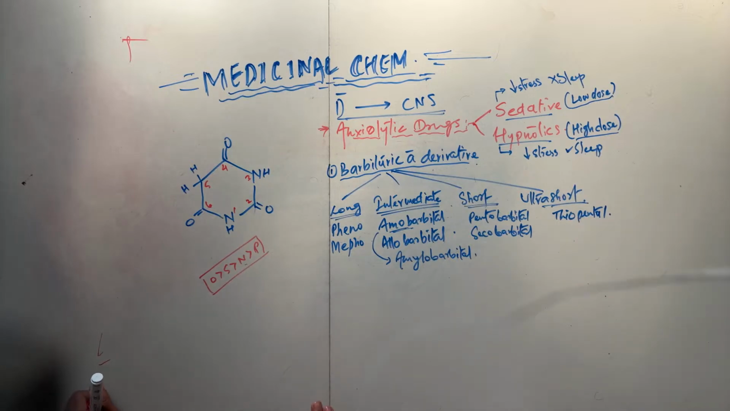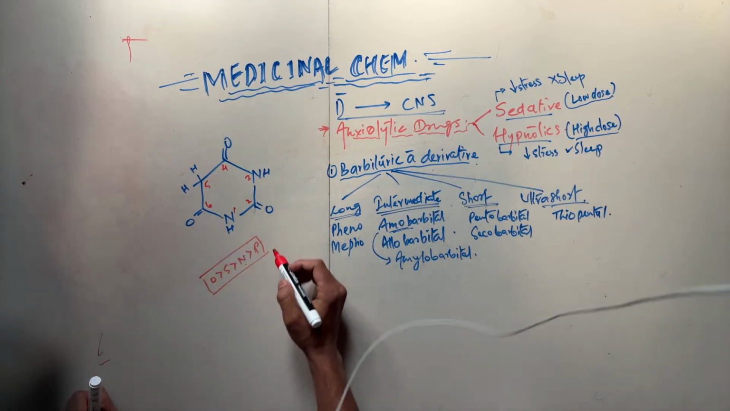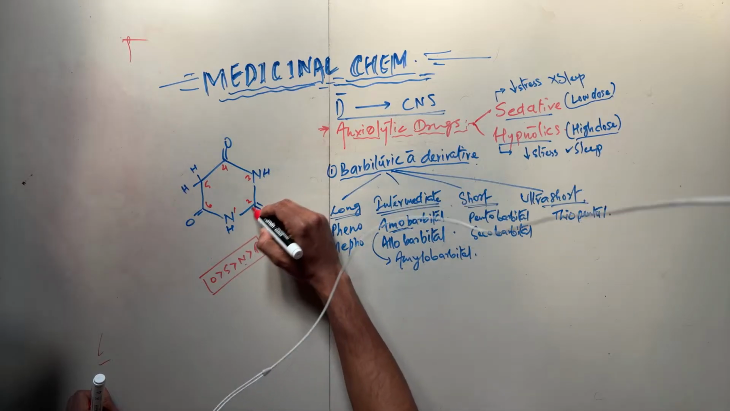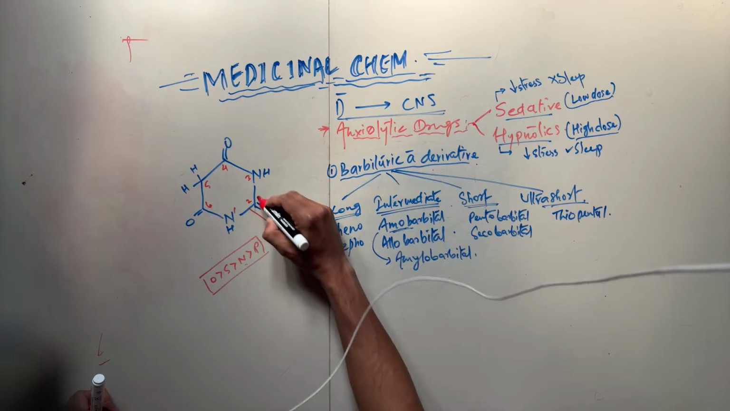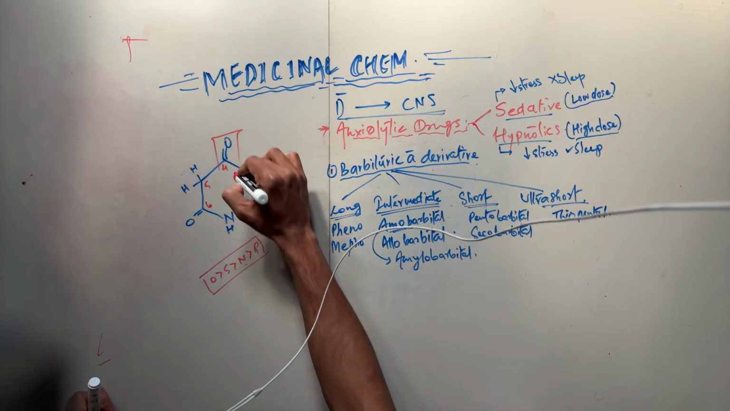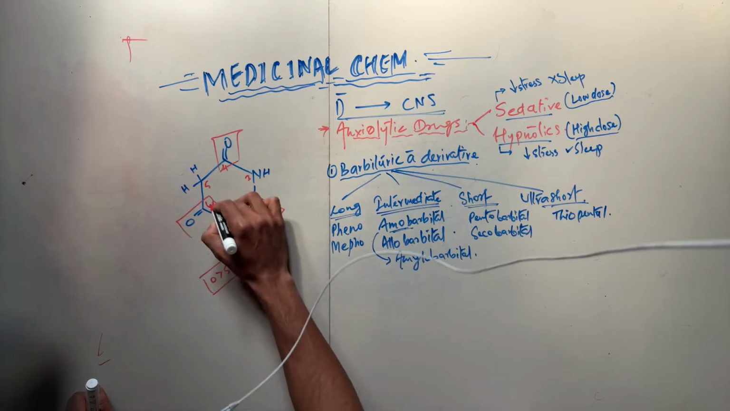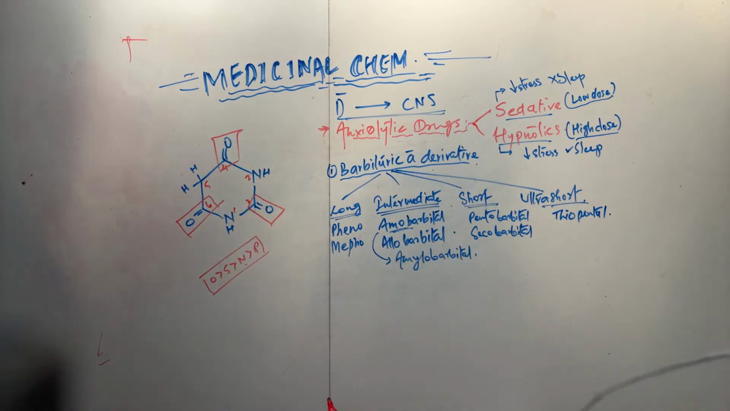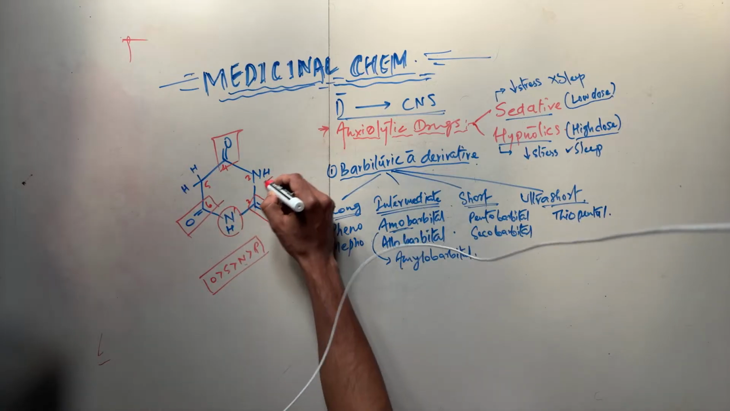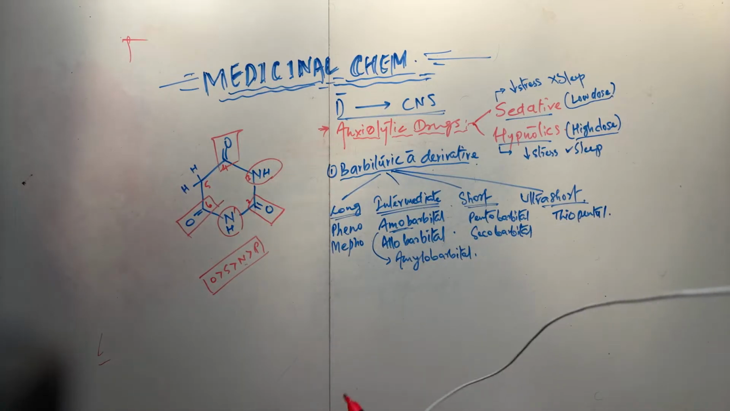Now the most important point is that in the barbituric acid derivative you will see at 2nd, 4th and 6th position, that is at 2, 4, 6 position, 3 ketone groups are there. And at first and third position, 2 nitrogen atoms are there, right? At 5th position 2 hydrogens are there.